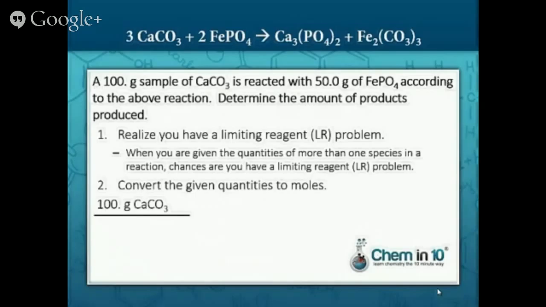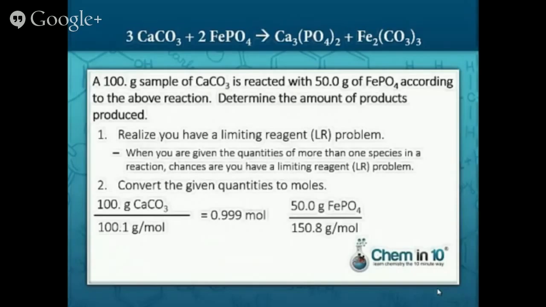100 grams of calcium carbonate divided by its molar mass, 100.1 grams per mole, is about 1 mole, or 0.999 moles to be exact. 50 grams of iron 3 phosphate divided by the molar mass, which is 150.8 grams per mole, is 0.332 moles of iron 3 phosphate.